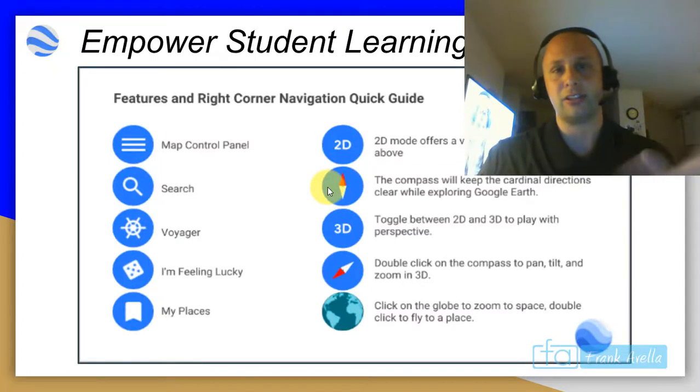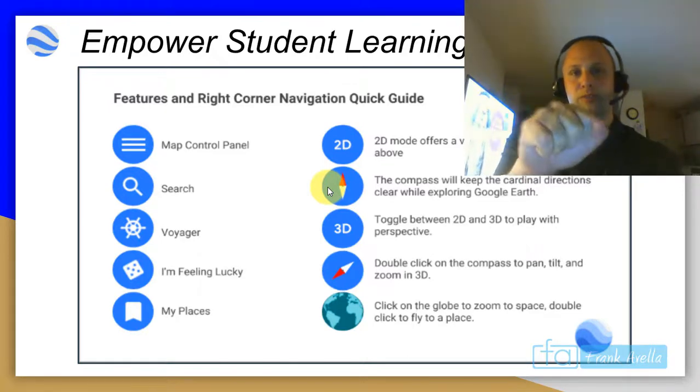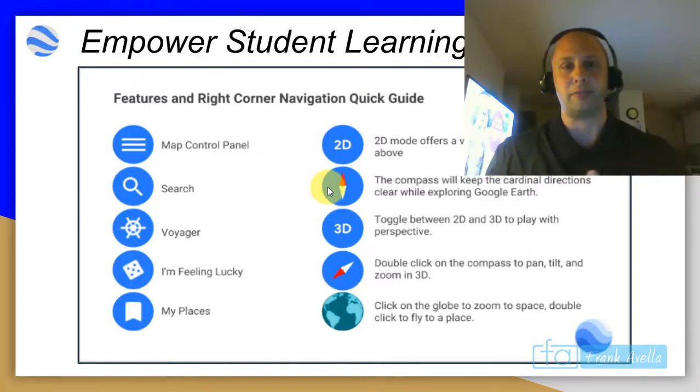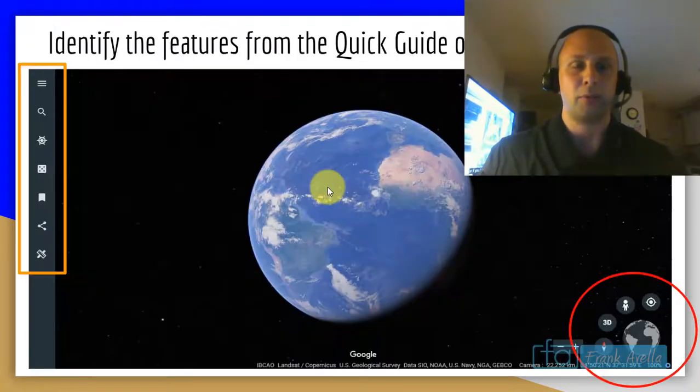Let's keep going. This is just a nice little guide for you. Search has a magnifying glass. Voyager has a little steering wheel icon, like for steering a boat. I'm Feeling Lucky is roll the dice, and it's got a little dice image. Take a look at this whenever you feel like, but we want to keep it moving here.